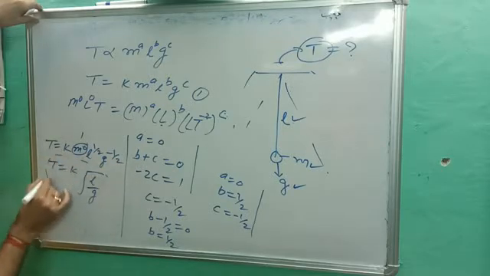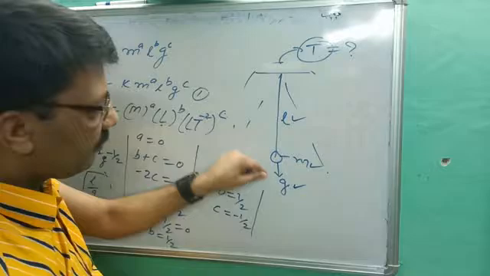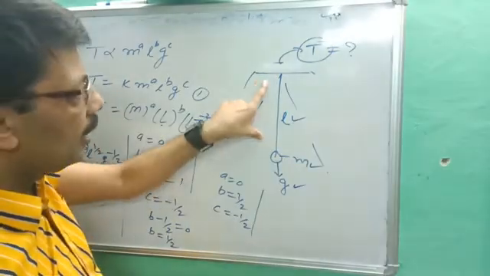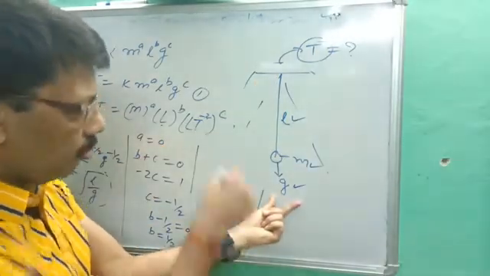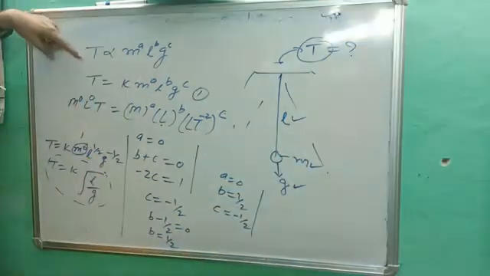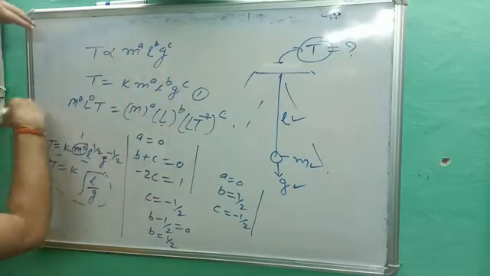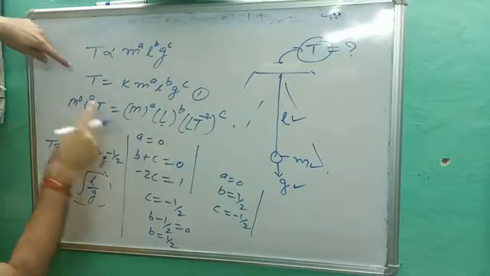No doubt, this is the formula for time period. Very important application. Once again, if a mass m ball is suspended by length L and oscillates under gravity g, find the time period formula. We started from here: T is proportional to m^a L^b g^c. Then write the dimensional formula for both left side and right side.